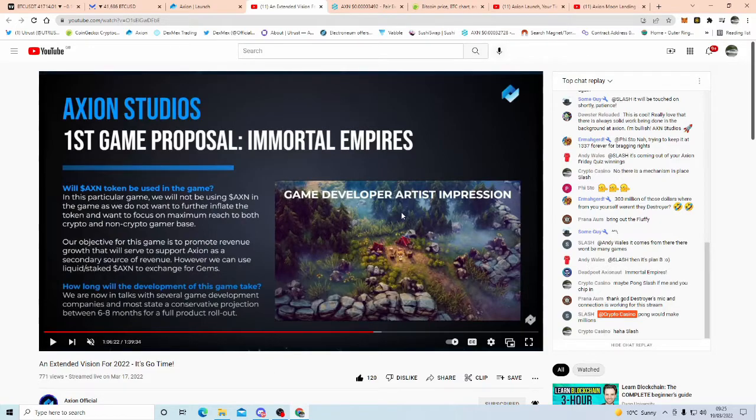So as you can see, game developer, artist impression. Now, there's a few game developers that they are looking at, and one of them that I know of, I've seen one of the videos of one of the games that they have developed, and the graphics are absolutely fantastic. And they're very competent. They've been around for over 10 years. It's not going to be one of your high-end ones, guys. It's not going to be like EA Sports or something like that. But they're going to be a competent game developer.